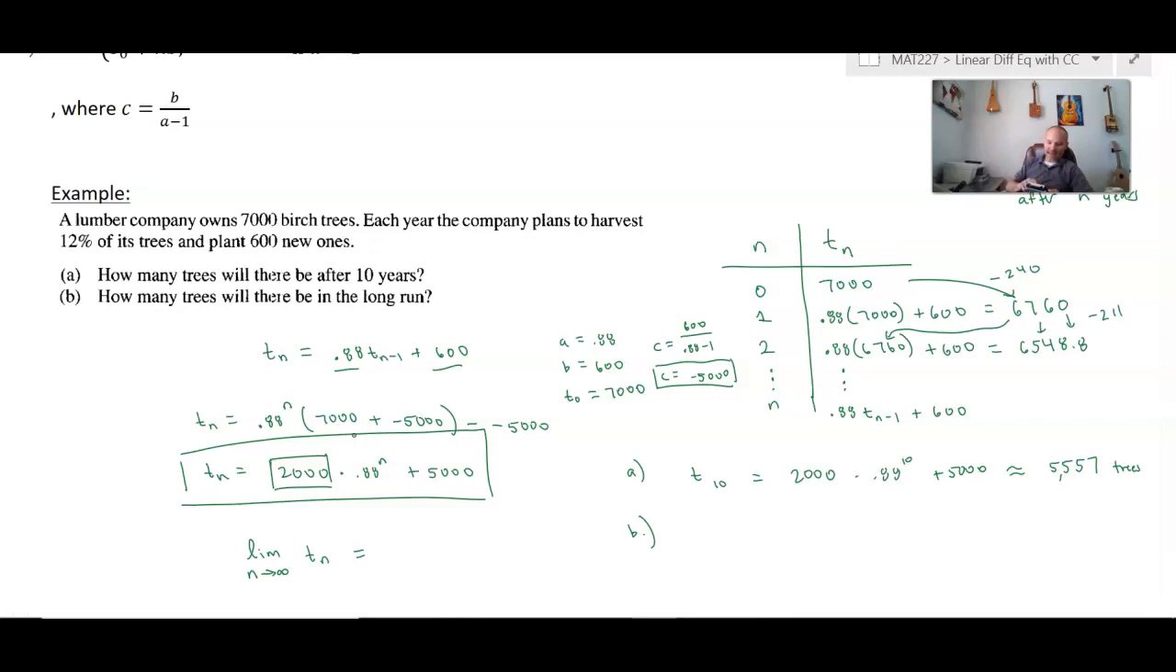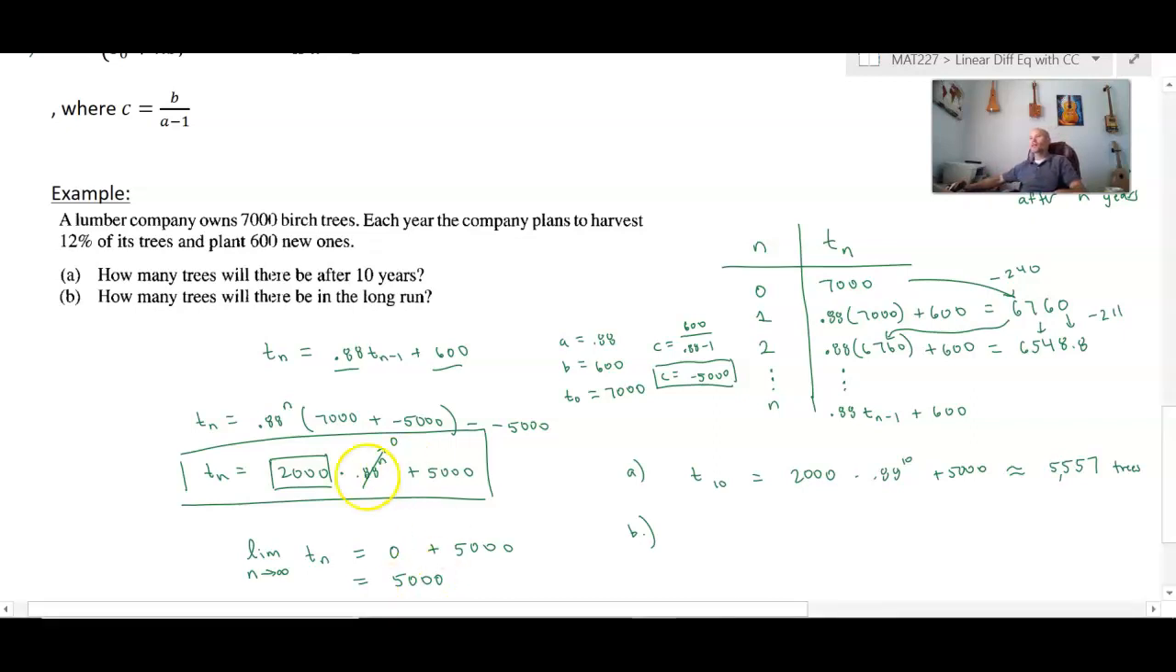So if I take 0.88 to the 10th, for example, that number is 0.28. That number is getting smaller. But if I take 0.88, say, to the 100th power, it is approximately 0. So as n becomes really large, this guy here approaches 0, and 2000 times 0 is still 0. So that first term gets closer to 0, but the second term gets closer to 5,000. And so I can say that over the long haul, I would expect that tree population in the forest to stabilize at about 5,000 trees.